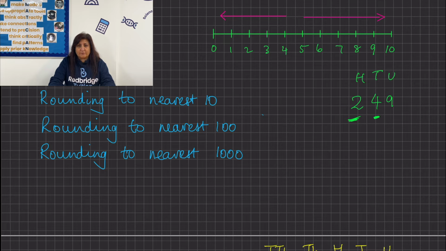We look to see whether we round the 4 up or down. We need to round the 4 down because it's less than 5. That becomes a 0. Any digits after that will automatically become a 0. Therefore, 249 becomes 200.